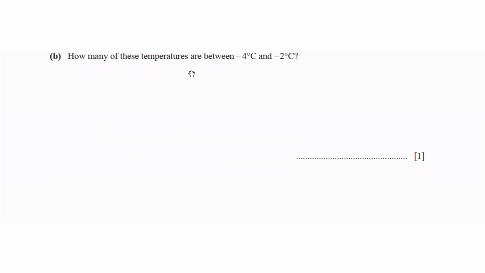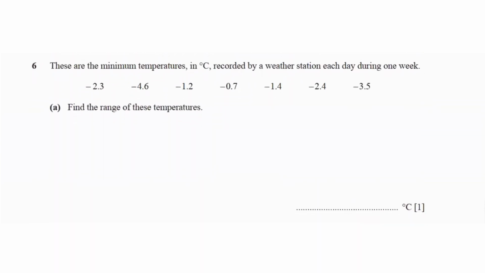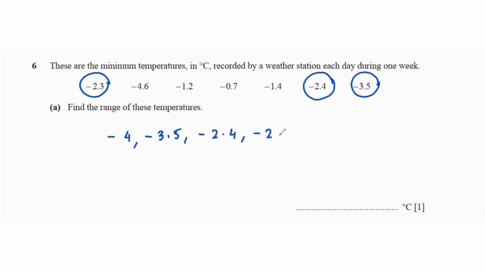How many of these temperatures are between negative 4 and negative 2? So between negative 4 and negative 2, we have this, and this. Because if we rearrange it, -4, then we would have -3.5, then we would have -2.4, then -2.3, and then you would have 2. So 3 temperatures.